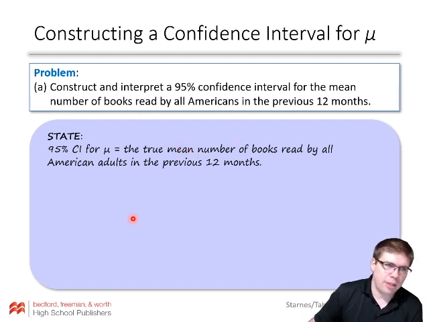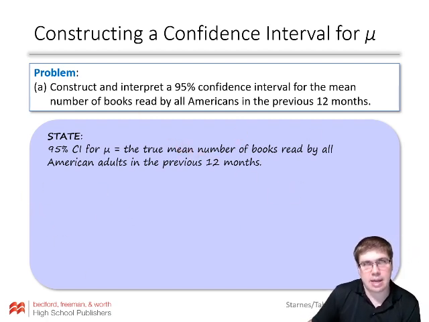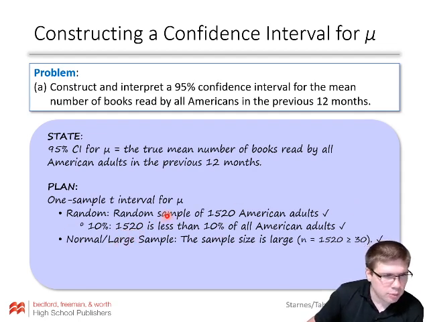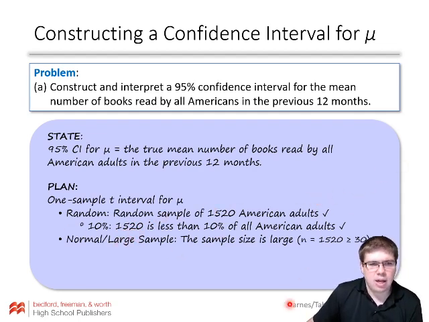Then we move on to plan, which is where we state the type of procedure we're going to do, which in this case is a one sample t interval for mu. One sample t interval, since we don't actually know sigma, we use t, and for mu, the population mean. And then we need to check our 3 conditions. Our random condition: we have a random sample of 1,520 American adults. The 10% condition: that's less than 10% of the population. There are far more than, would that be 15,000 American adults.